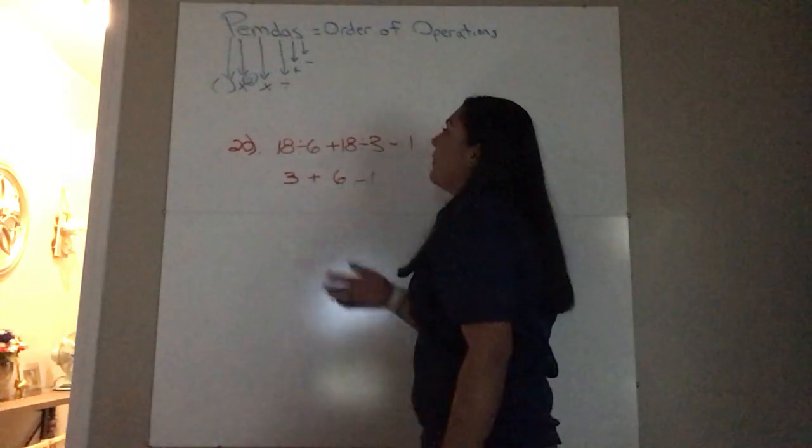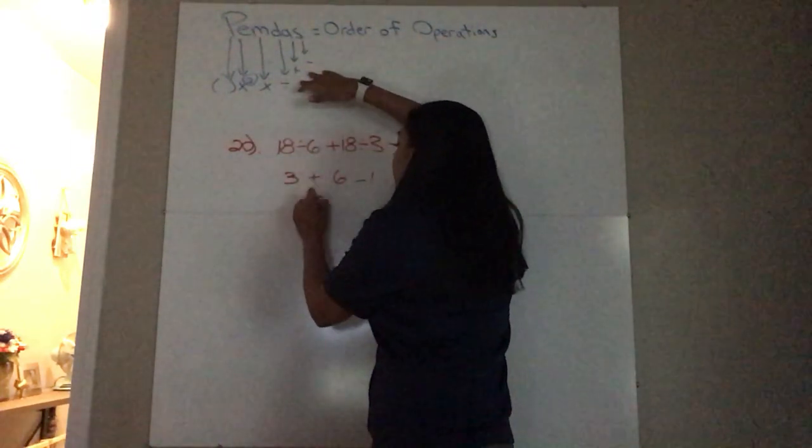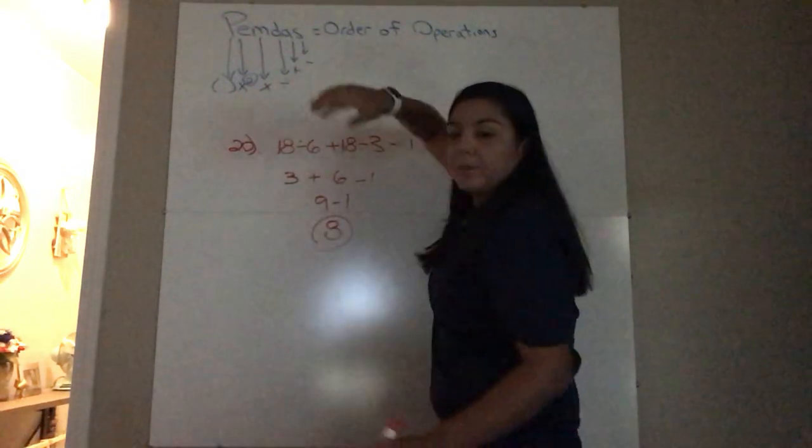Okay, minus 1. So, we're done with our division. Addition, we got 6 and a 3 is 9 minus 1. And then it's going to give me 8.